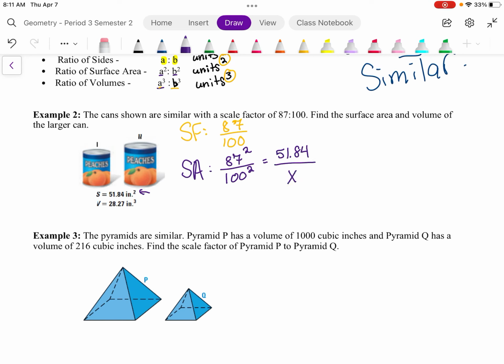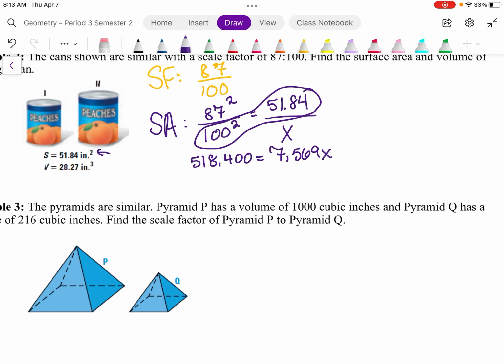And we're going to have 51.84 times, let's just type this in my calculator, 100 squared. And again, that's going to give me a big number, which is 518,400, and that is going to equal 87 squared times x, which is 7,569.